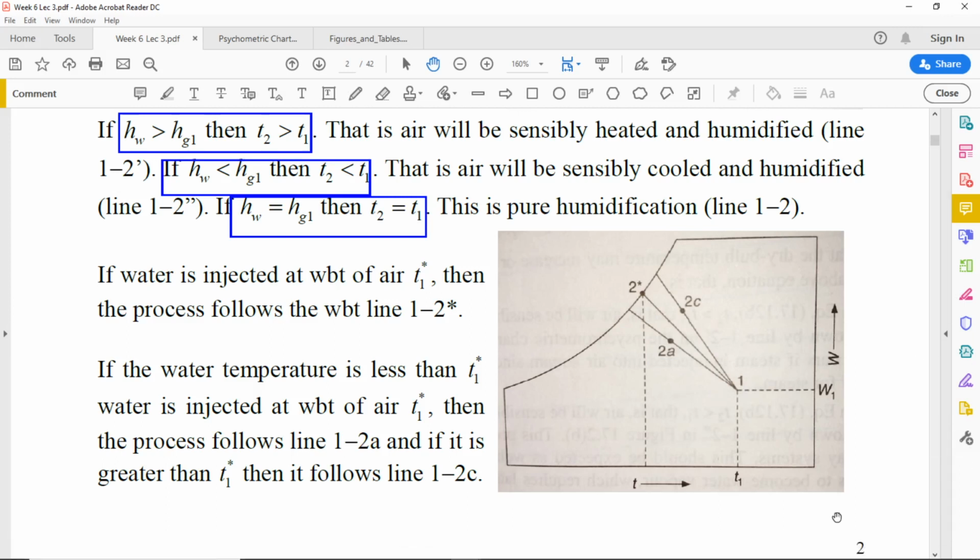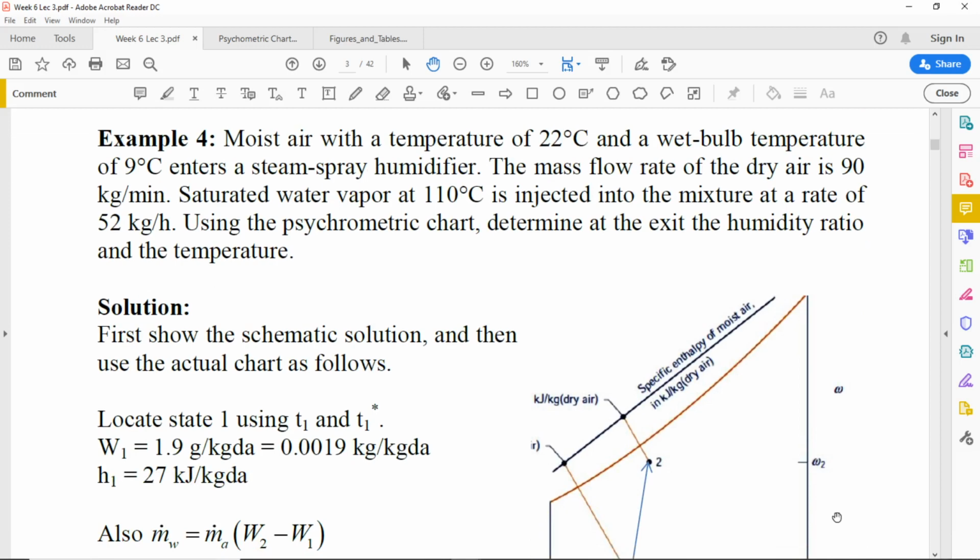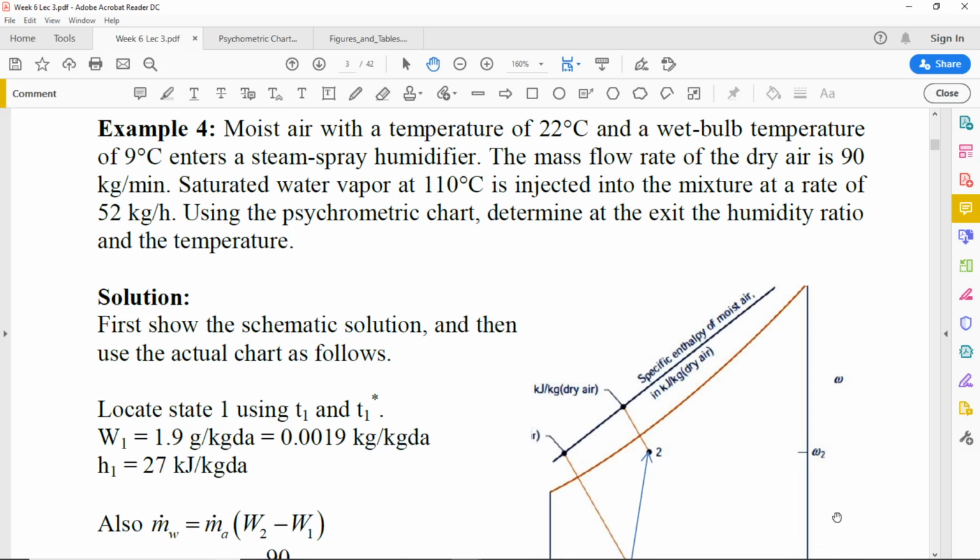We will now move on to an example in which we will use the results that we had obtained for the humidification process to solve a simple numerical. We are given the condition of moist air in terms of the dry bulb and wet bulb temperatures, and the air is being humidified by using saturated vapor at 110 degrees C, and you are asked to find out the humidity ratio and the dry bulb temperature at the end of the humidification process.